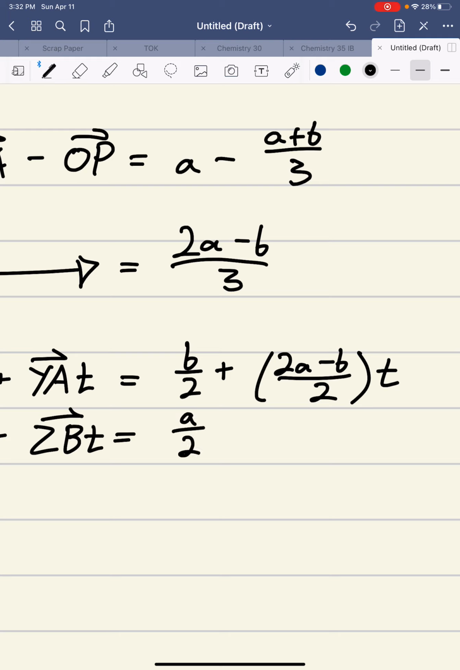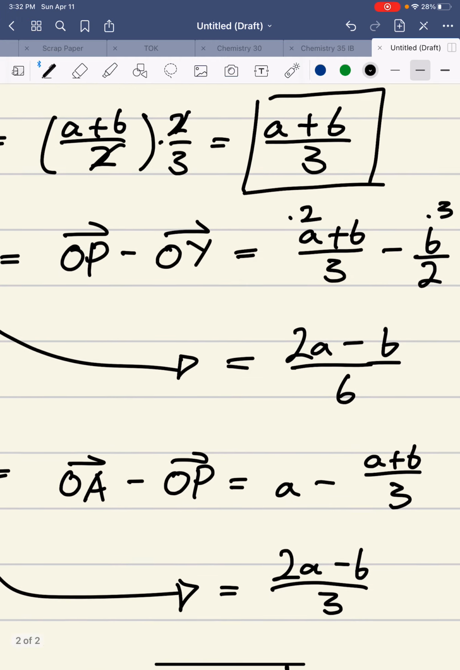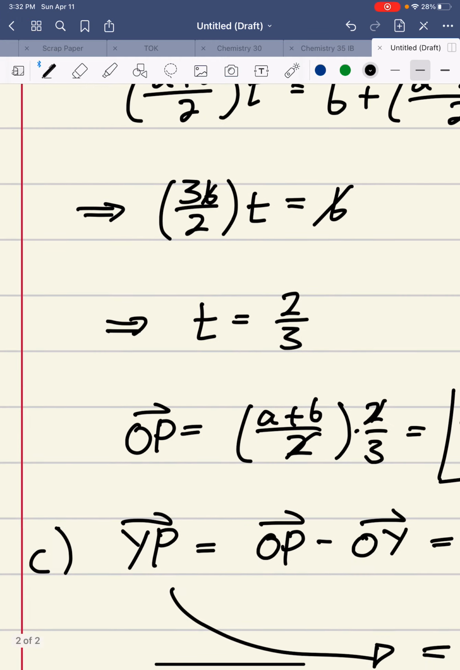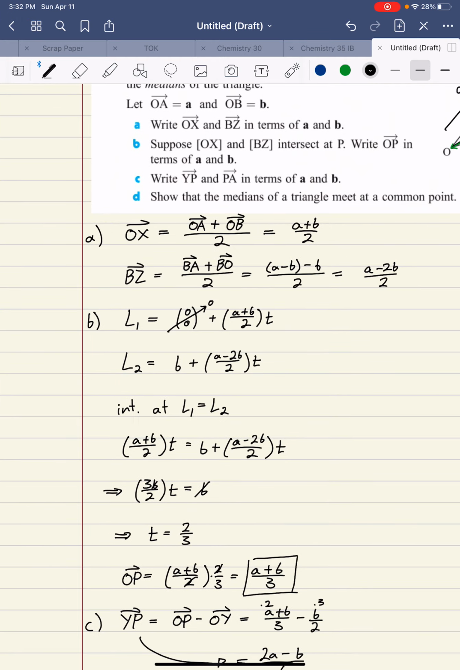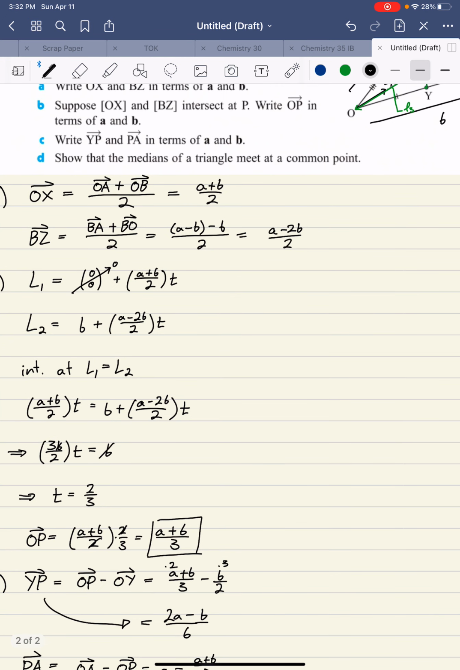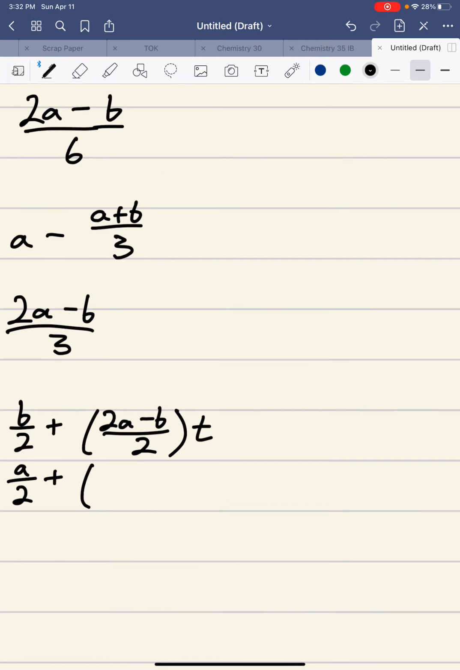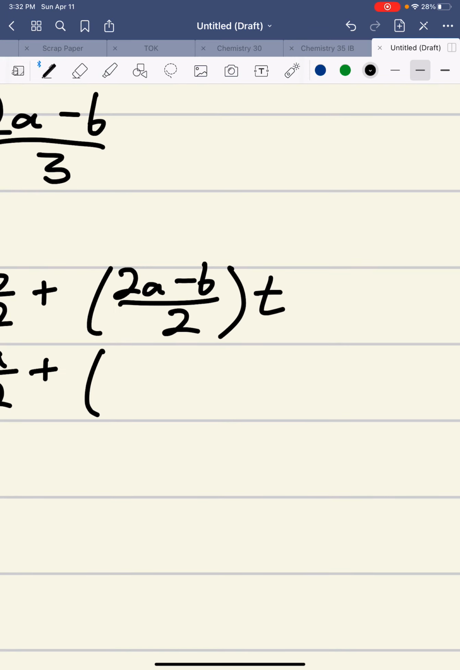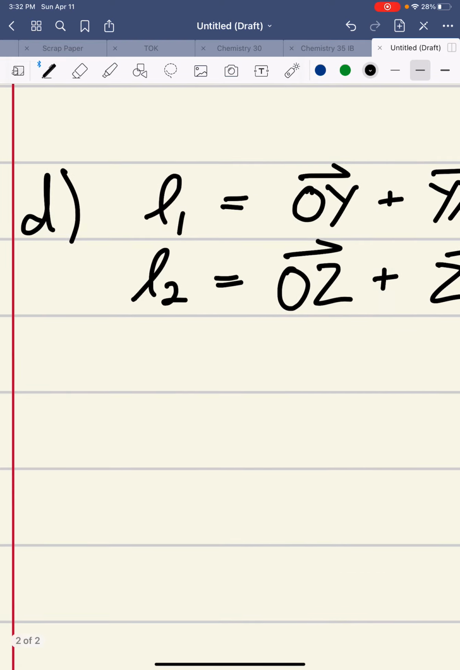So that's a over 2 plus ZB, which is negative BZ. Where's BZ? So that's 2b minus a over 2, times t.